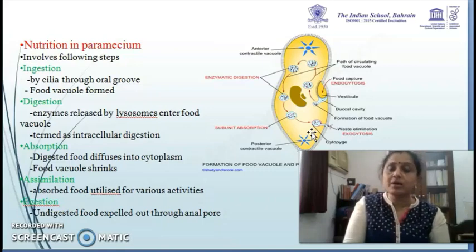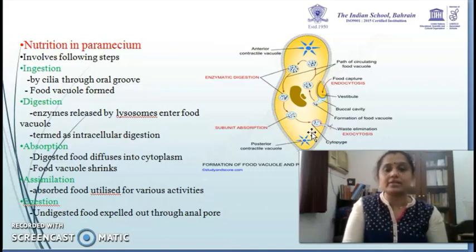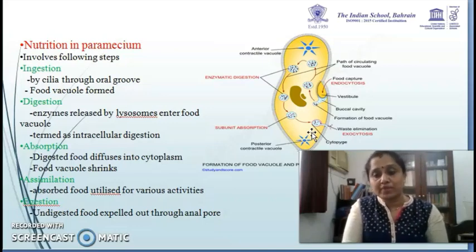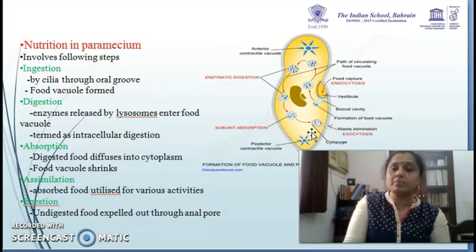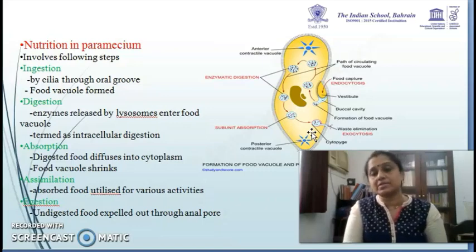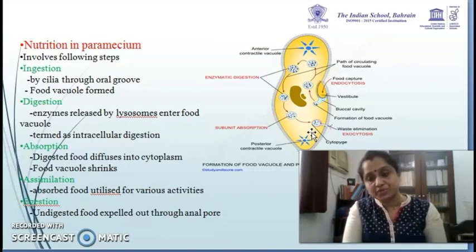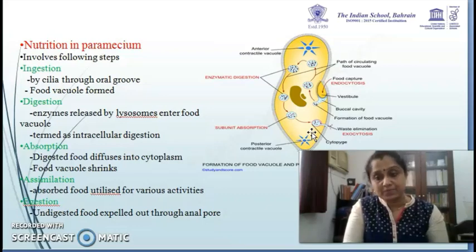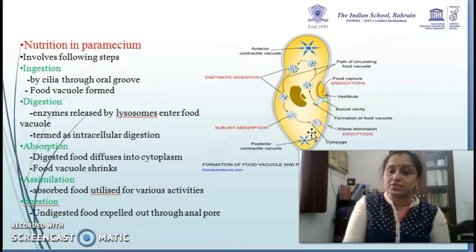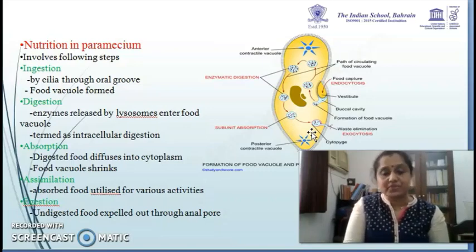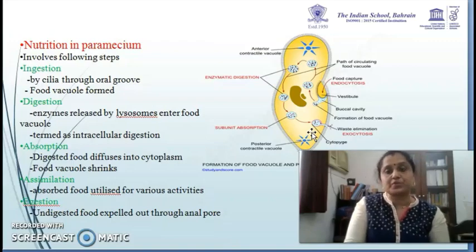So in the case of amoeba, pseudopodia helps to catch the food material, and in the case of paramecium, cilia helps to catch the food material. And the removal of waste takes place in the case of amoeba by the rupturing of the cell membrane, and in the case of paramecium through the anal pore. Hope you understood the topic heterotrophic nutrition and the different types, the difference in nutrition between unicellular organisms like amoeba and paramecium, and the difference between autotrophic nutrition and heterotrophic nutrition.